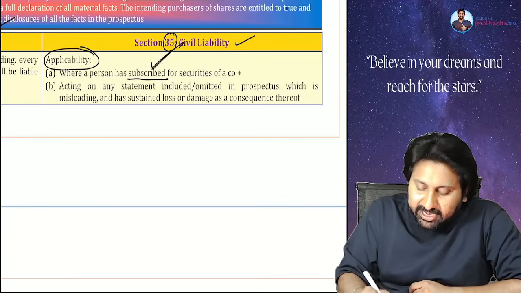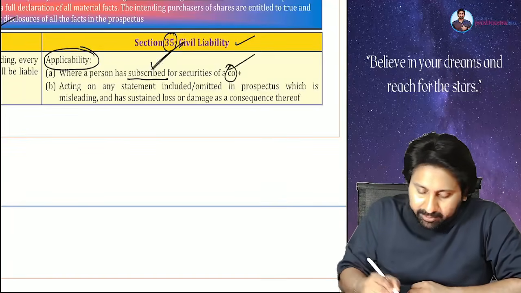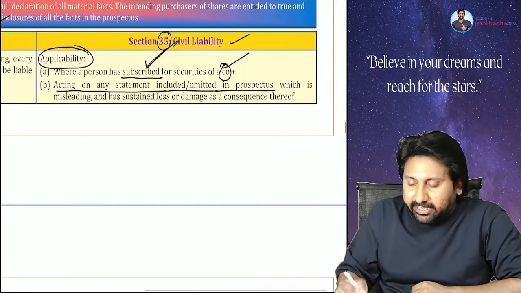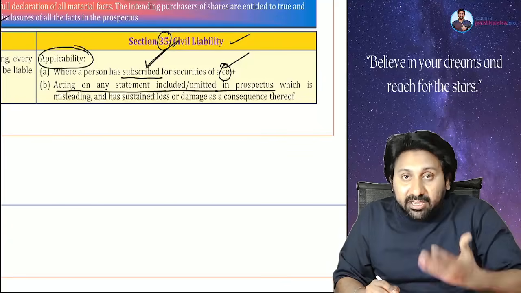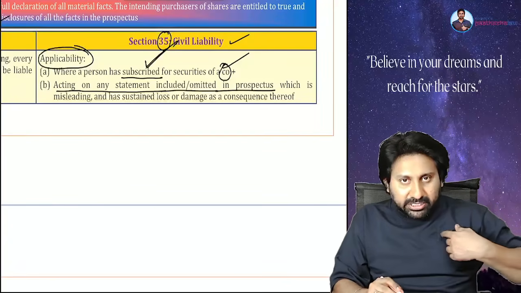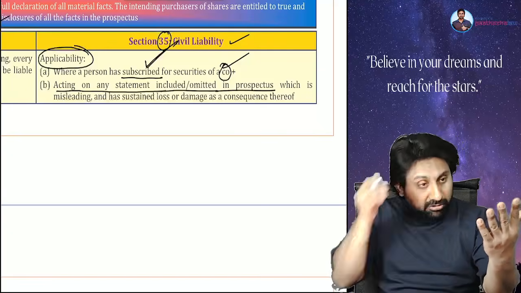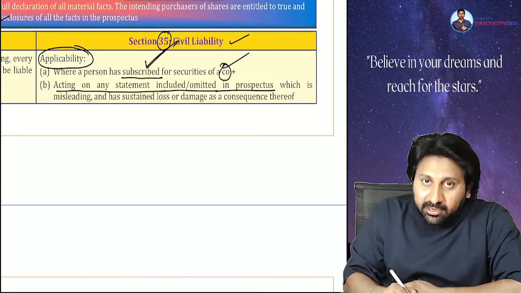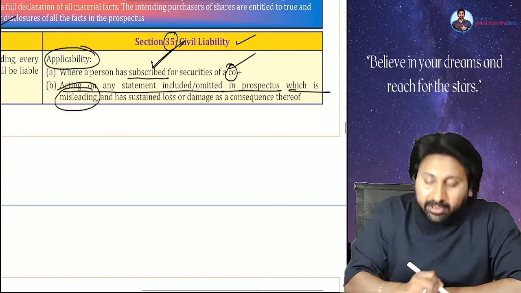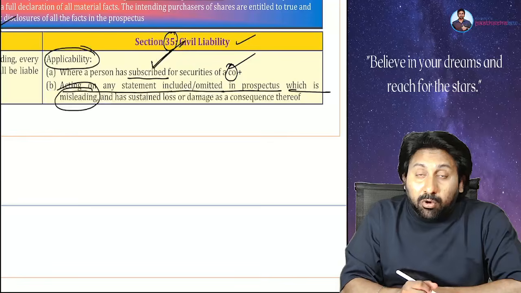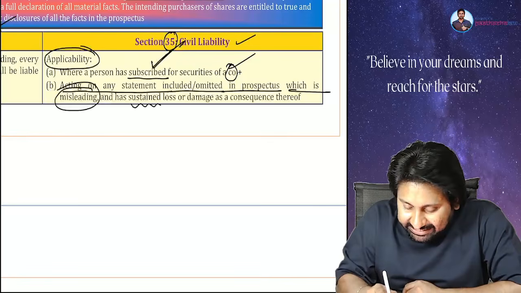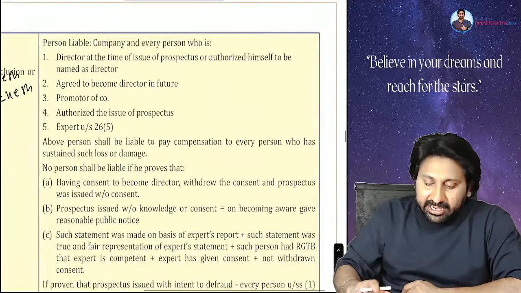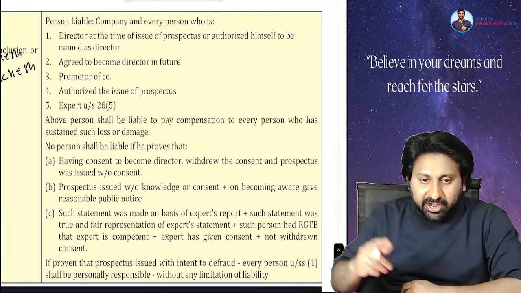Where a person has subscribed for the securities of a company, acting on any statement included or omitted in the prospectus. Acting on means what? Believing. So I am an outsider. I read the prospectus, believed that it is true, and acting on that belief, I subscribed for the securities. And those statements are misleading. Because of that wrong statement, or omission of a true statement, I have sustained a loss or incurred damage as a consequence. In such a case, who is liable? See the screen.